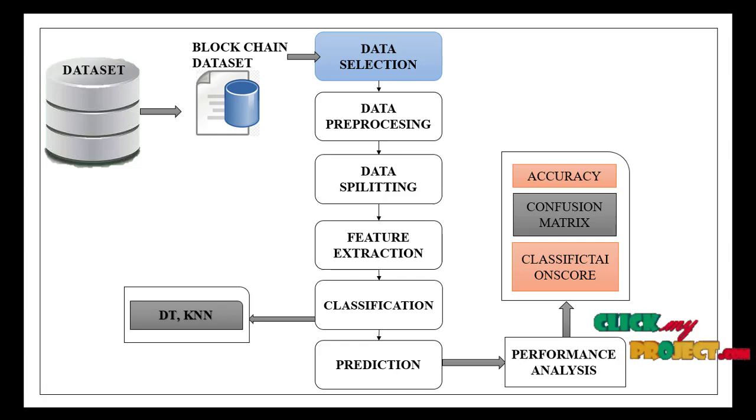And this is the block diagram. From the data set, move on to the crop data set. First is the data selection. Pre-process it and split the data, extract the features, classification using DT and KNN, and prediction. The final one is the performance analysis.